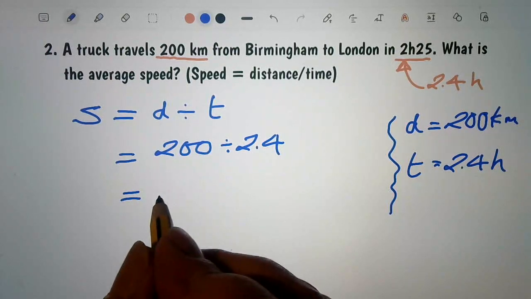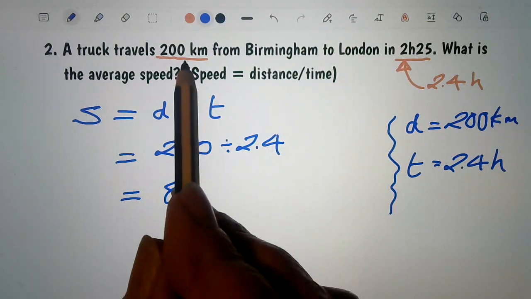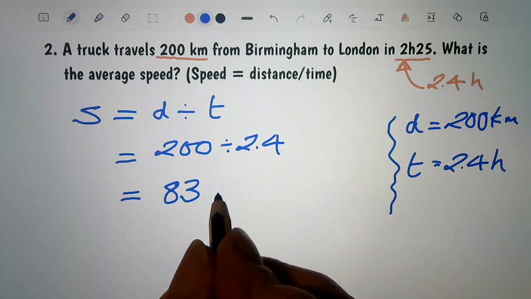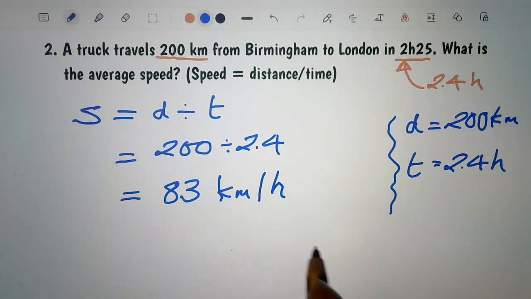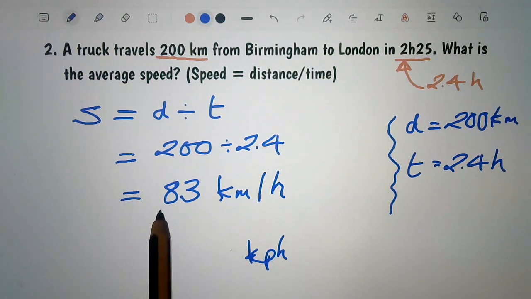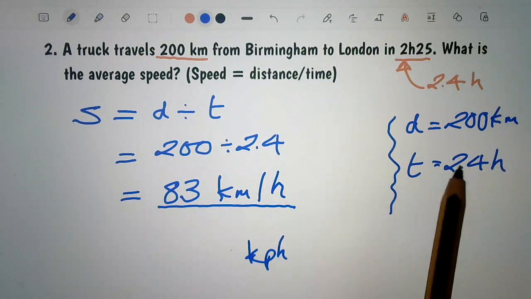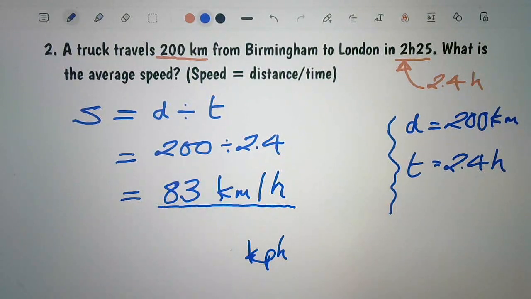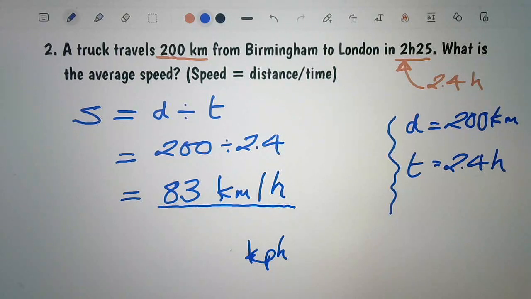So here we are back again. It's 83 kilometres, hours, so it's kilometres per hour. Some people might write that as kph. Either is okay, it doesn't matter. And of course I underline the answer. So we've got formula, data, calculation and answer. Absolutely perfect. And like I said, that's how you should lay out your calculations.